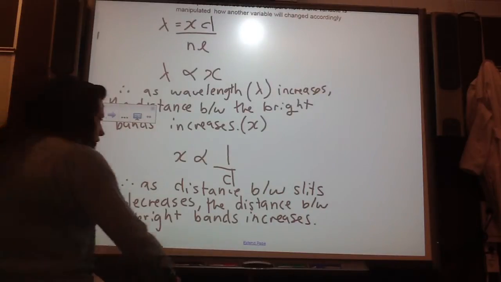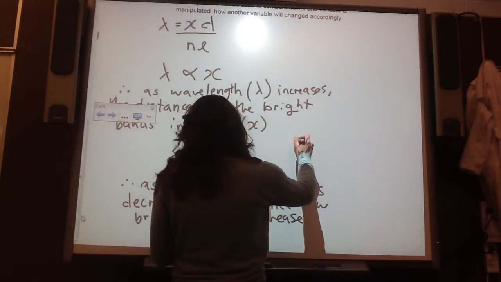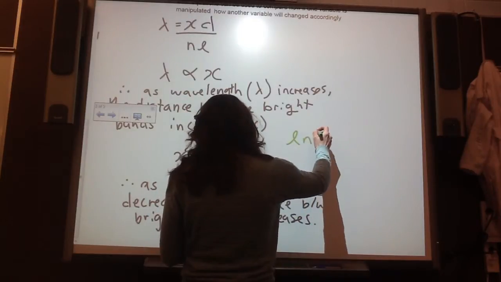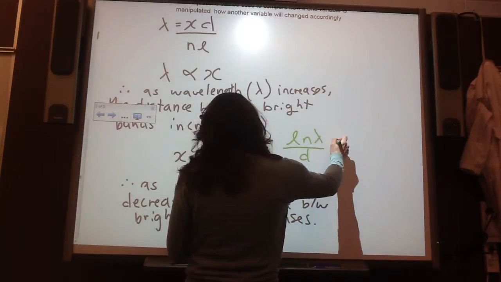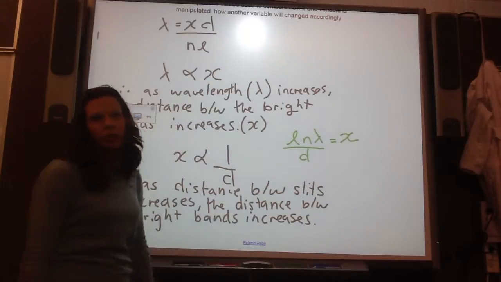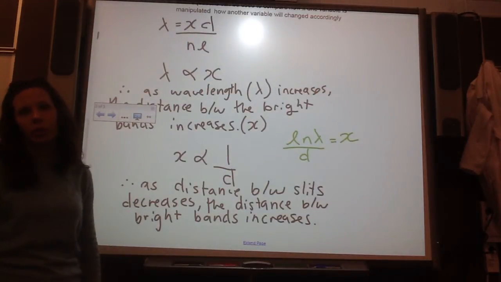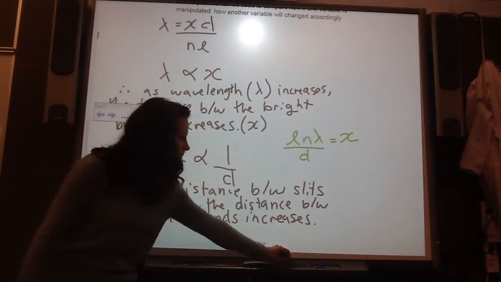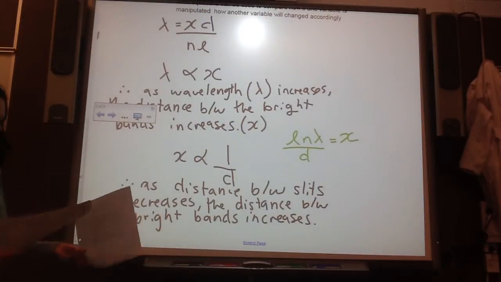Oh, but I could show you here. If we rearranged it, we could go L times N. If we just rearrange the formula, then you can see how x is proportional to 1 over d a little bit more.